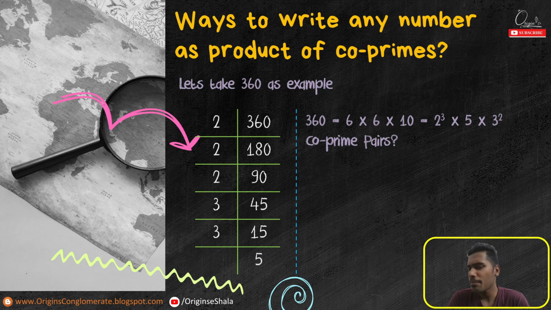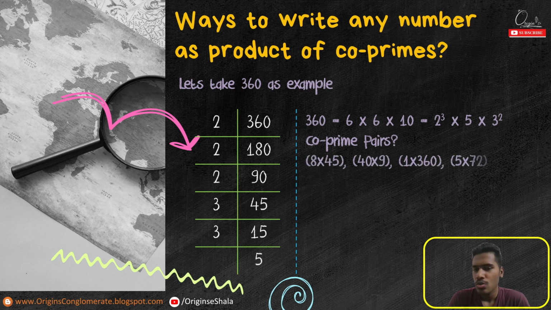And coprime pairs we are going to find, right? So coprime pairs would be something like this: 8 into 45. 45 and 8 don't have HCF anything other than 1. Both of them are going to have 1 as the only common factor. Similarly for 40 and 9, 360 and 1, and 5 and 72. These pairs have highest common factor as 1. Apart from 1, there is no common factor. So these are coprime pairs for 360.